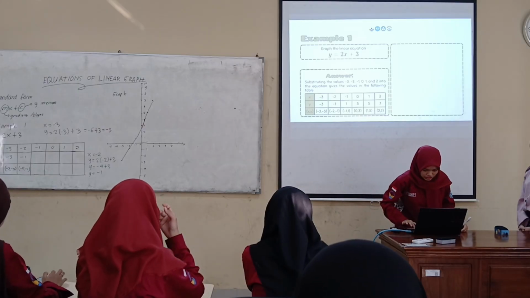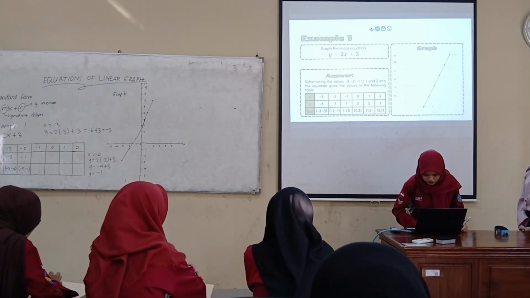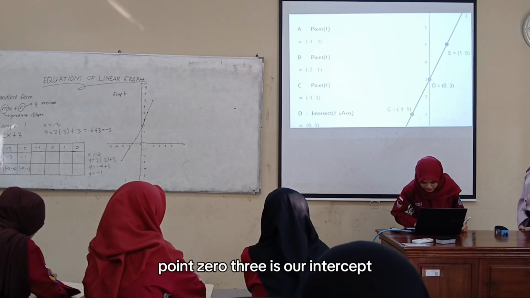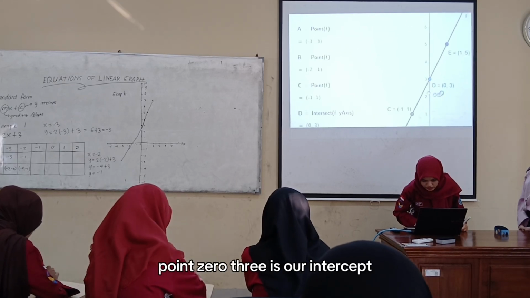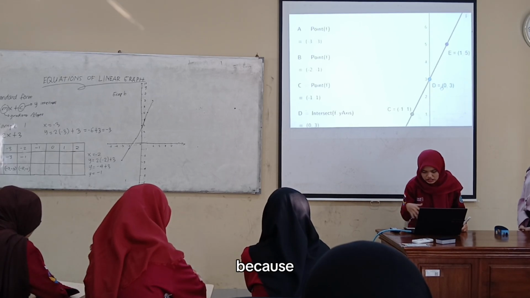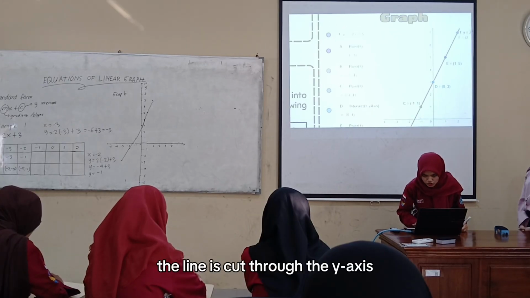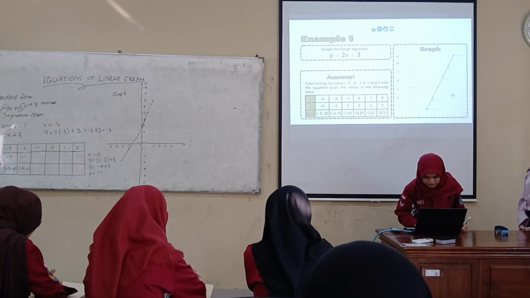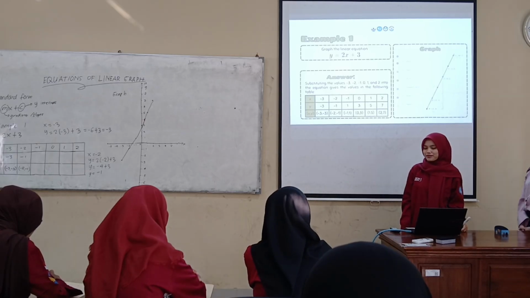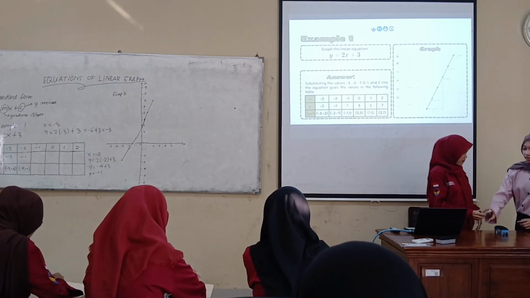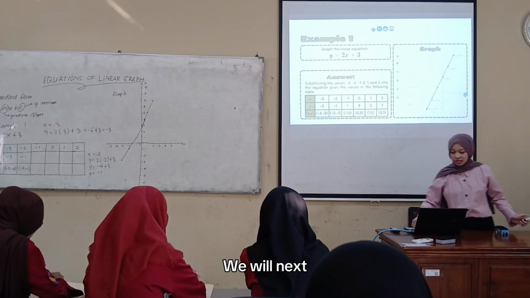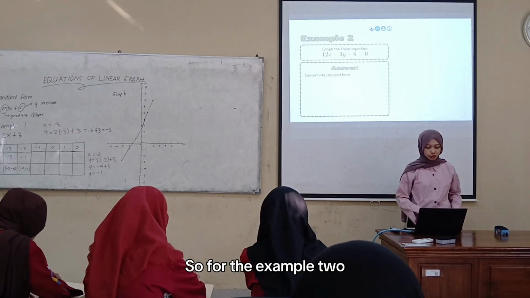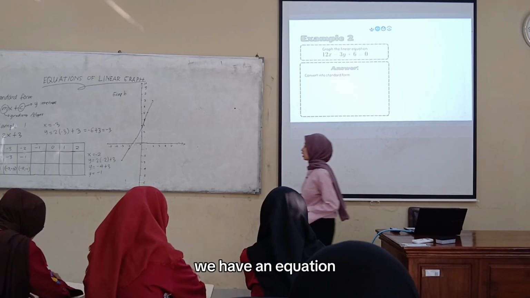Okay, guys. Look closely at this graph. You can see here that the point (0, 3) is our intercept because the line cuts through the y-axis, so it will be the y-intercept. So that makes sense, everyone? Yes. Okay, we will next move to example 2. So for example 2, we have an equation.